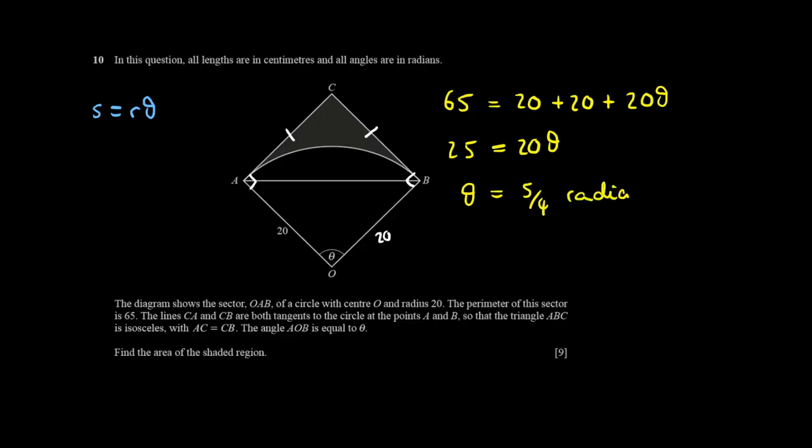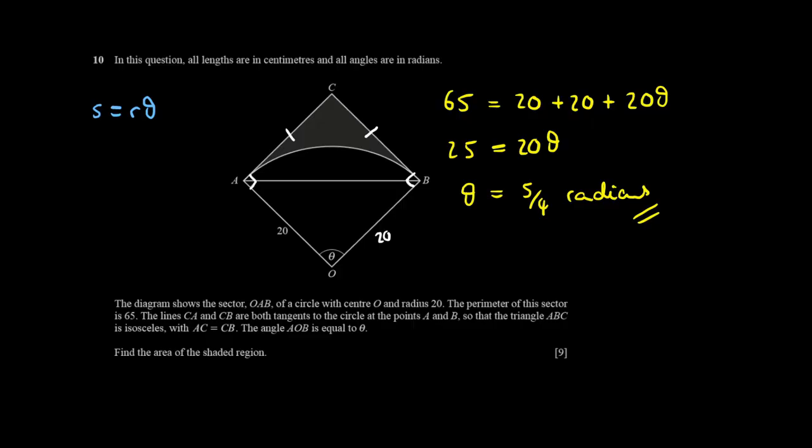That's the first thing. Now, by the way, 5 upon 4 radians is not the same thing as pi by 2, which means that that angle there is not 90 degrees. It's not a right angle. And if it's not a right angle, then this shape here is not a square. So that should also tip you off.